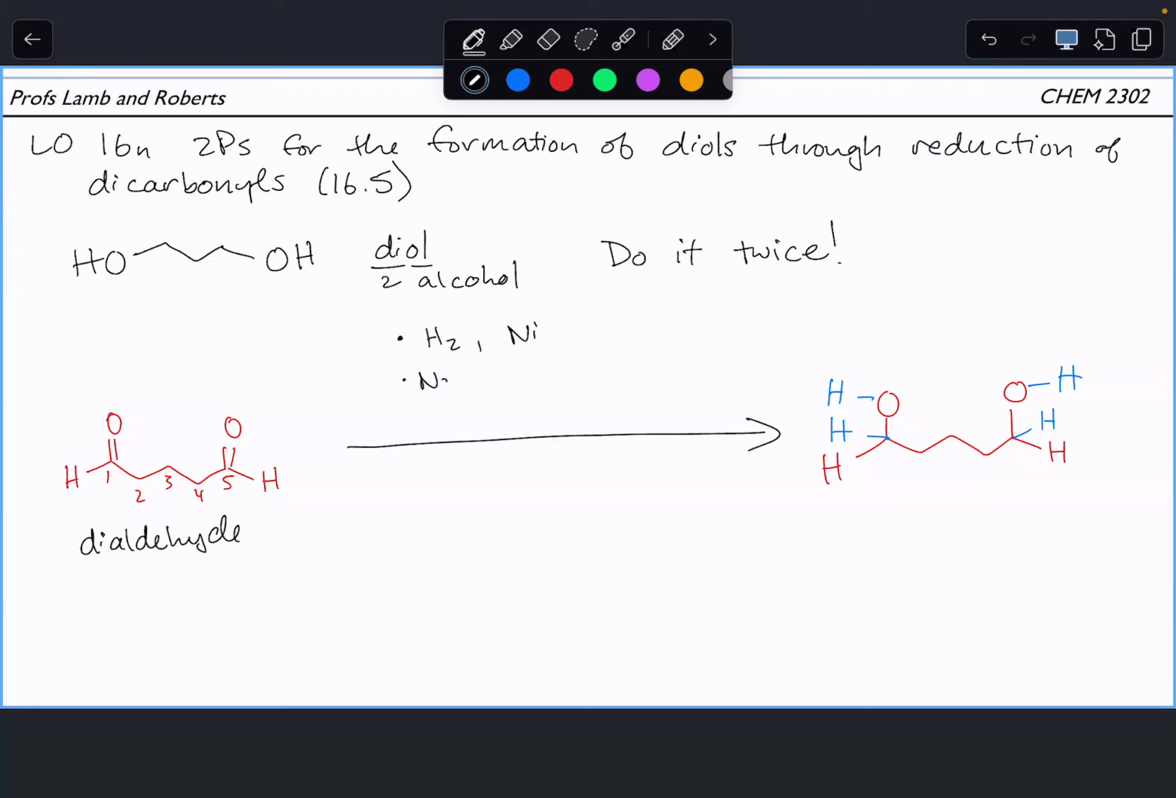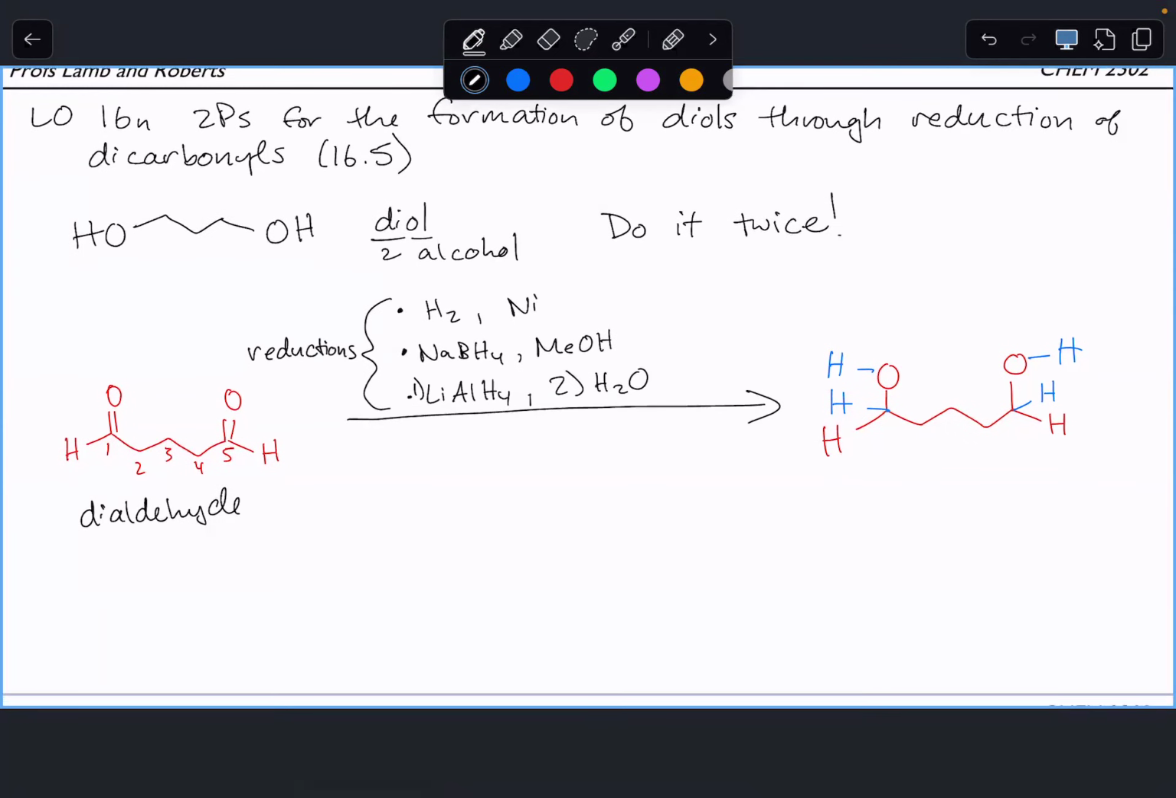You also learned sodium borohydride in an alcohol solvent like methanol or ethanol. You also learned lithium aluminum hydride, and then a second step, water, right? And if all of those work for aldehyde to alcohol, they will also work for dialdehyde to diol. So this is just a review of the reagents that you've learned. These are all reductions.